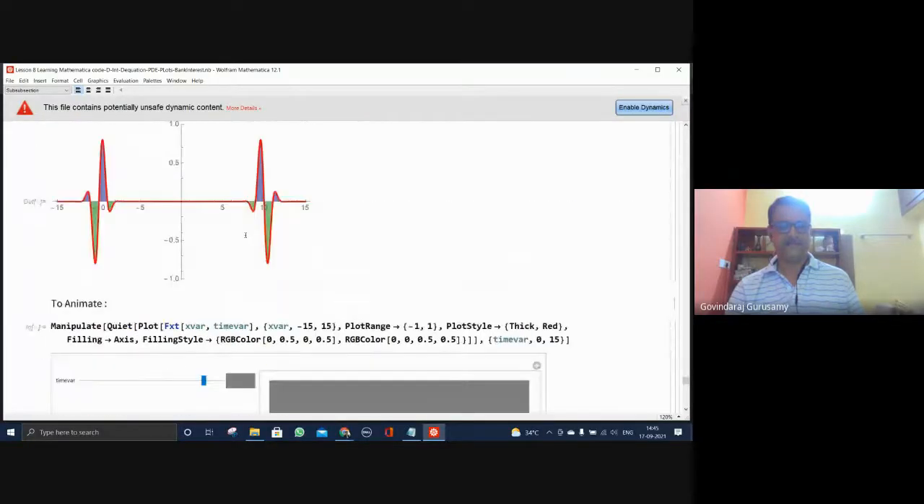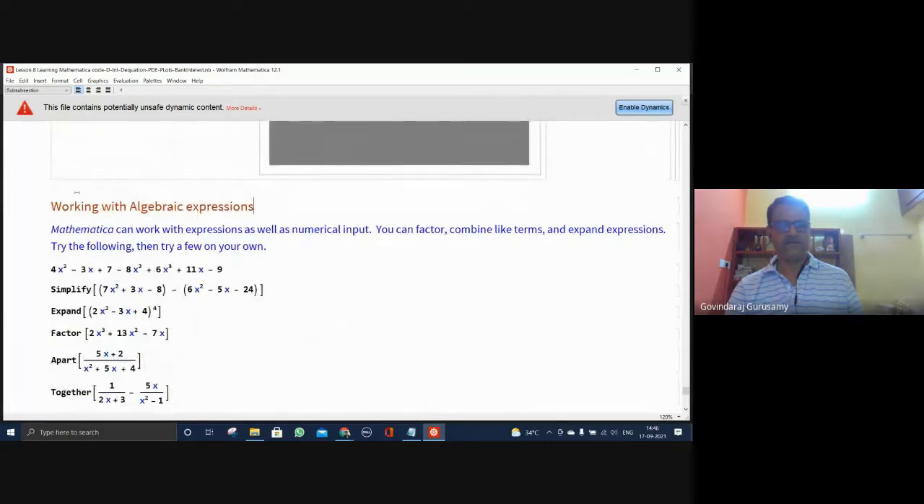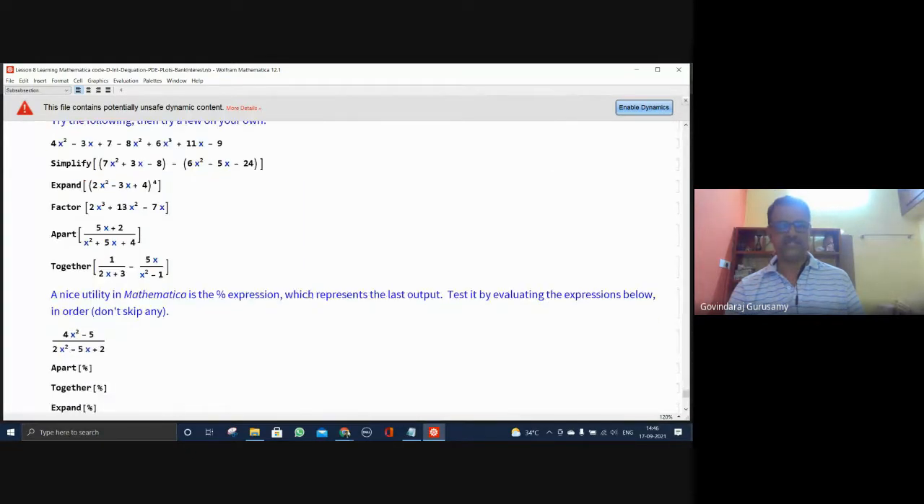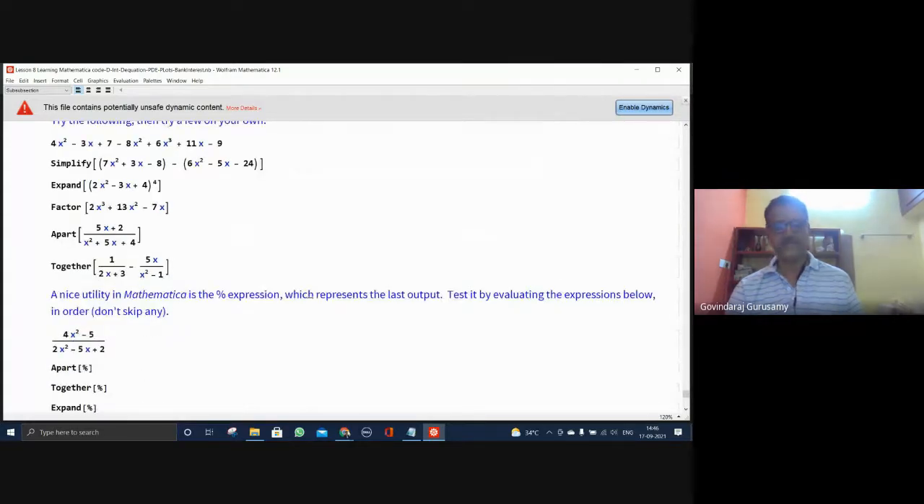Materials. And I will continue now. There is some more mathematical code which you can learn for working with algebraic expressions. There are some commands which are given. We'll spend some time on this and go to the next topic.